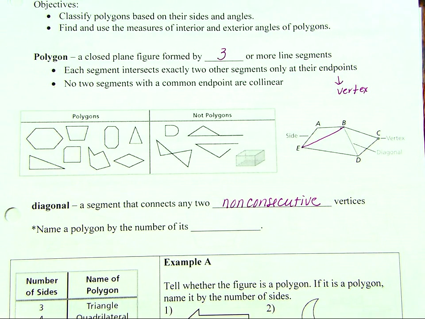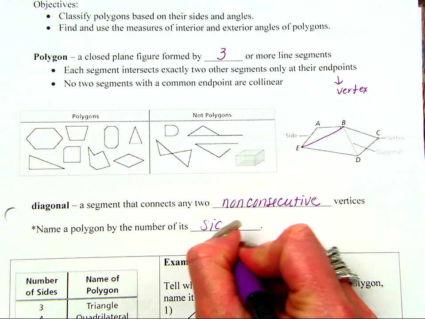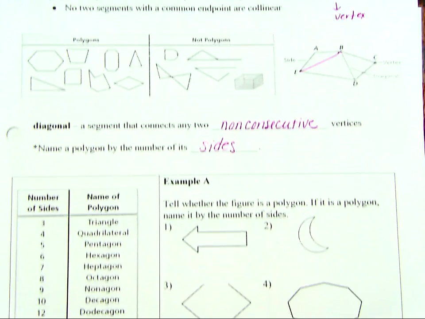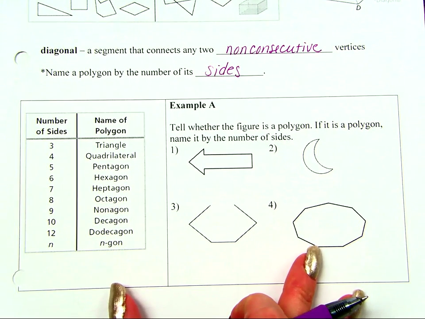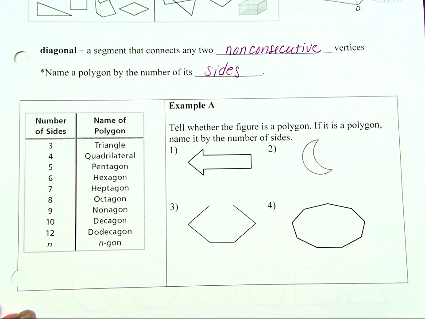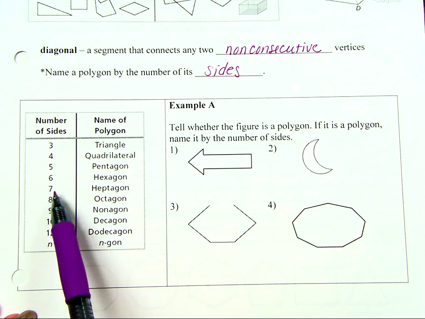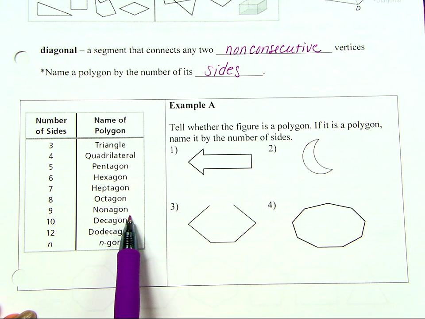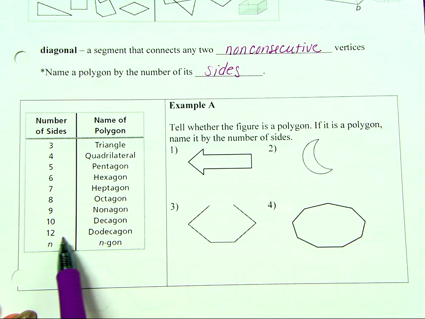And of course, you know from before that you name your polygon according to the number of sides that it has. So as you look below, hopefully you are familiar with some of these names for your polygon. You might have to refresh your memory a little bit. Some of them you don't see quite as often as others. For example, you may not remember that a 7-sided figure is a heptagon, or a 9-sided figure is a nonagon, or 12-sided is a dodecagon.